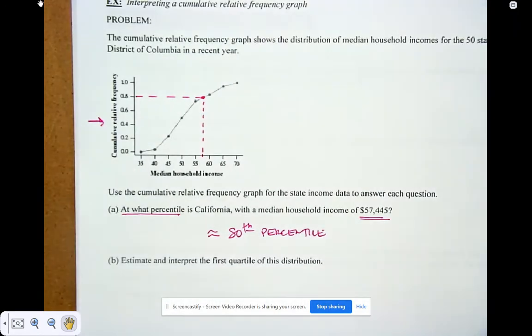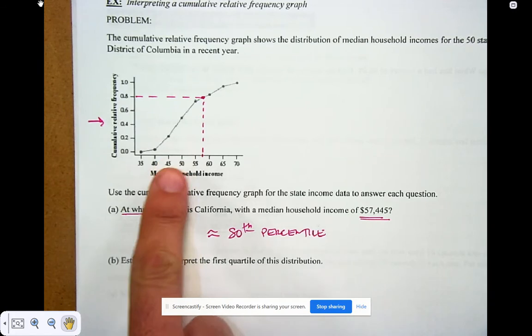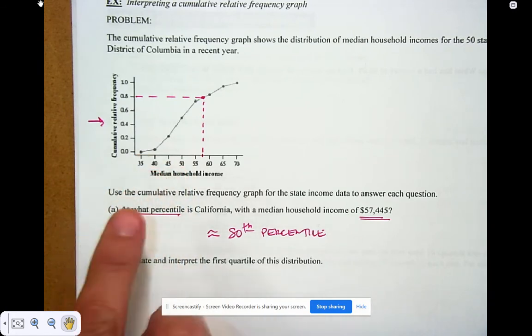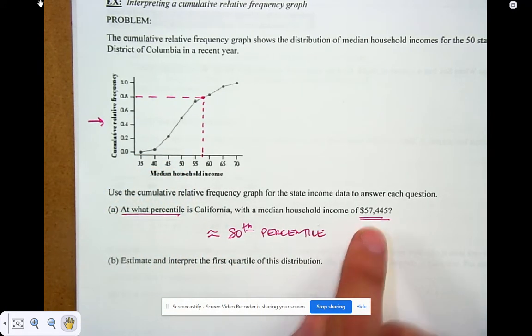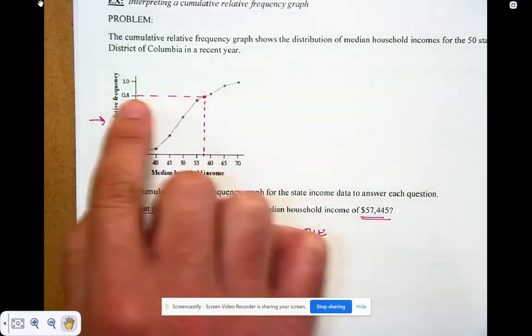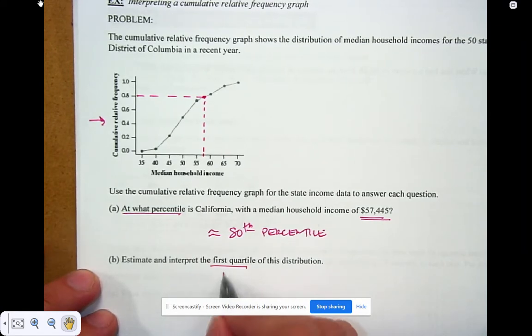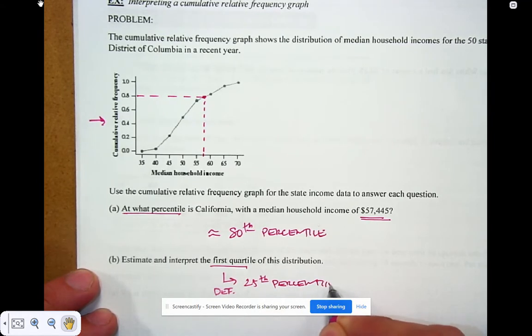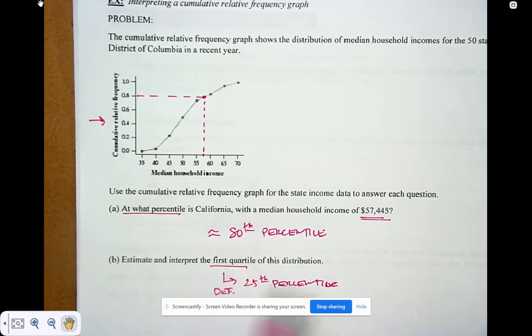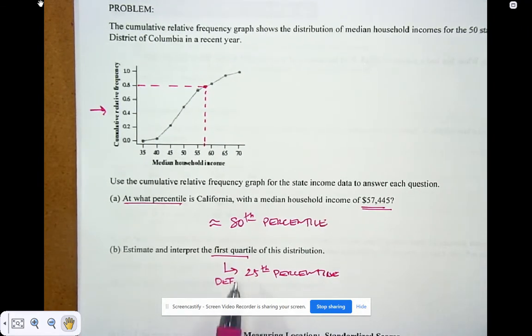Okay, so using an ogive graph, or cumulative relative frequency, that's a mouthful, is really easy. If you start with an income, go to your income axis, go up to the graph, and your corresponding percentile is there. The only other thing they could do is estimate and interpret the first quartile. Well, by definition, the first quartile is the 25th percentile. We know that quartile 1 is 25% of the way up the data.